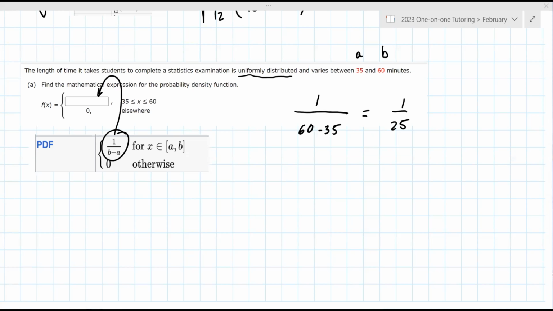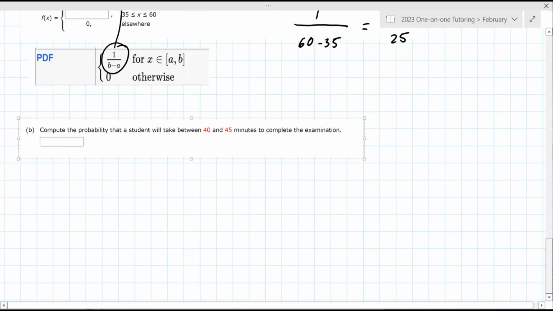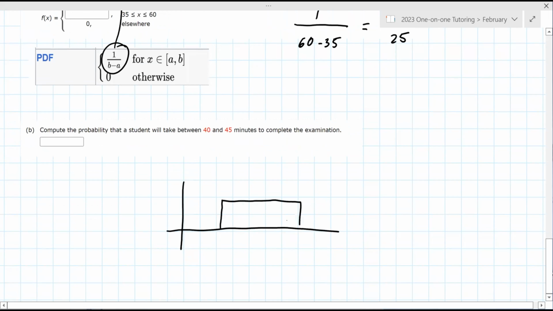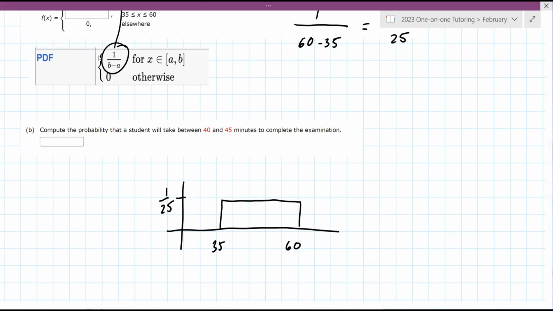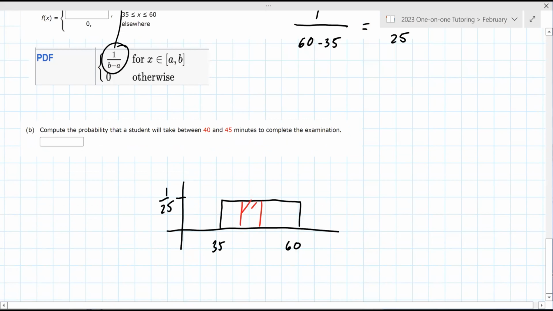Okay, so part B. There are a couple of ways to do this. They might be showing you something slightly different in class, but I recommend drawing these rectangles again for the visualization. It goes from 35 to 60, and the height is 1 over 25, which is what we calculated in part A. This time they want it from 40 to 45, so they want this area right there. The area of the rectangle is base times height, so that's 45 minus 40, and the height is 1 over 25. Again, if you want to calculate that for us.